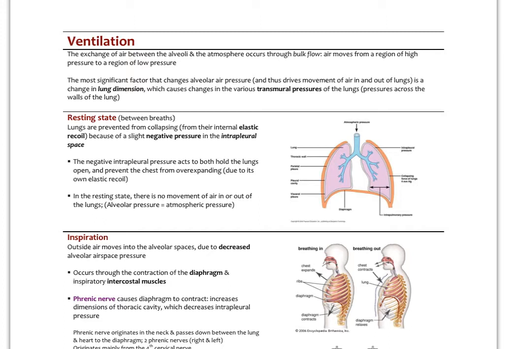In the resting state, between breaths, the lungs are prevented from collapsing by the slight negative pressure in the intrapleural space. That holds the visceral pleura tightly toward the parietal pleura, and so holds the lungs open. Of course, if that is damaged, as in the case of pneumothorax, the lung could collapse. In the resting state, there's no movement of air in or out of the lungs, so the alveolar pressure is the same as atmospheric pressure.